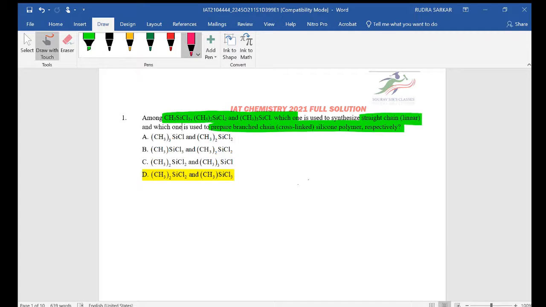Now, the theory is basically that Si-Cl bonds are highly polar, so they easily undergo hydrolysis in presence of water.